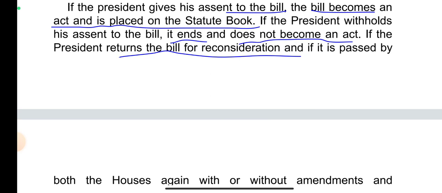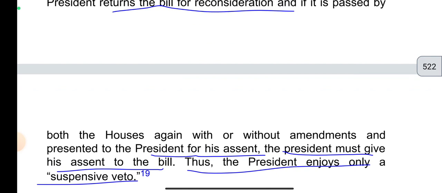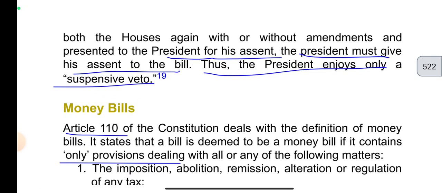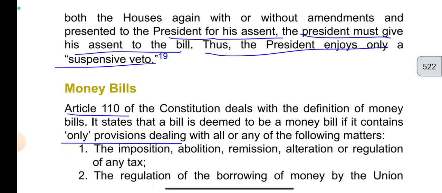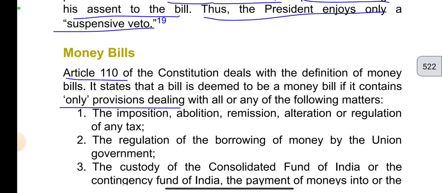If the President returns the bill for reconsideration and if it is passed by both the Houses again with or without amendments and presented to the President for his assent, the President must give his assent to the bill. If it is repeated and sent a second time, then he has to give assent. Thus the President enjoys only a suspensive veto. That means he held it and did not take any decision, put it in pending, so that is called a suspensive veto. Okay, so that is how far we study.